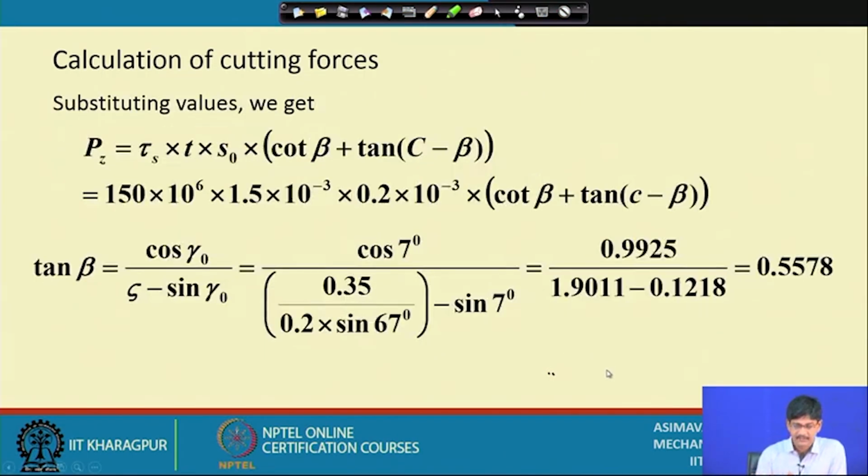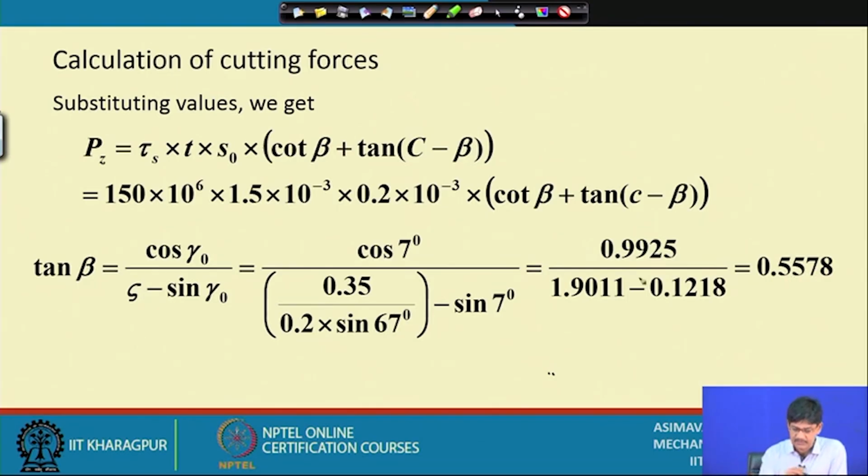Yeah, calculation of cutting forces. First of all, we are substituting values: 150 into 10 to the power 6. Everything is to be expressed in meters. So, 150 into 10 to the power 6 pascals. Next, t is 1.5 millimeters into 10 to the power minus 3 meters. s is 0.2 into 10 to the power minus 3.